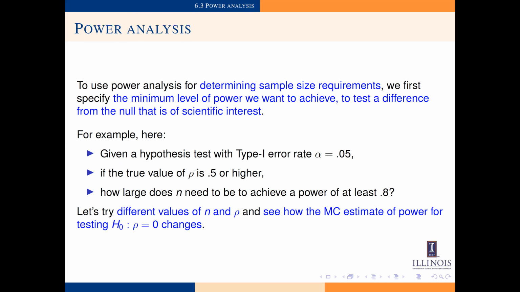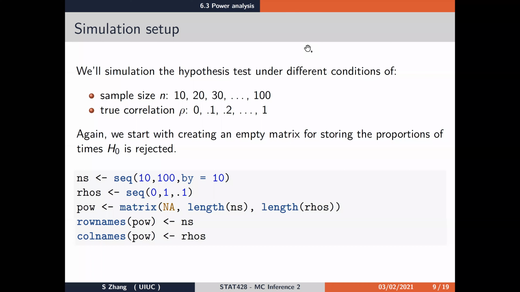What we can do is to try different values of the sample size and rho, and we can see how the Monte Carlo estimate of power for testing the null hypothesis changes. Again, we would like to do a mini simulation study where we simulate the hypothesis test under different conditions of sample size and different conditions of true correlation between x and y.